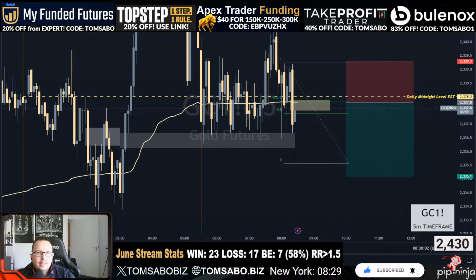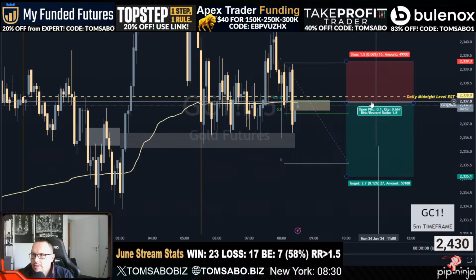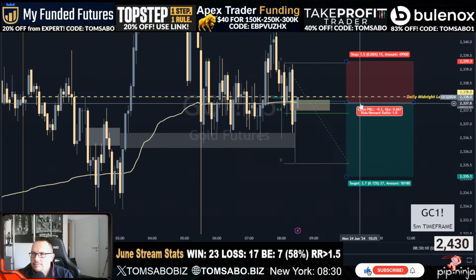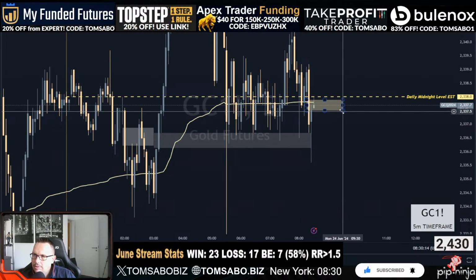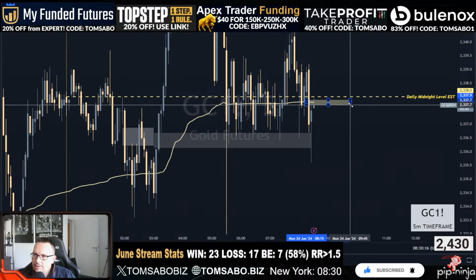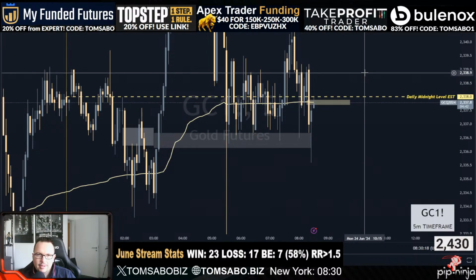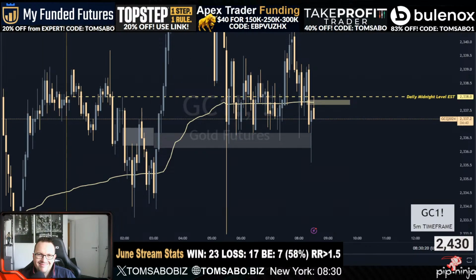No, I don't like this. I'm not going to take anything with this one. No entry. I don't like this entry model here. It's very tight, although it's valid, but still, I don't know.